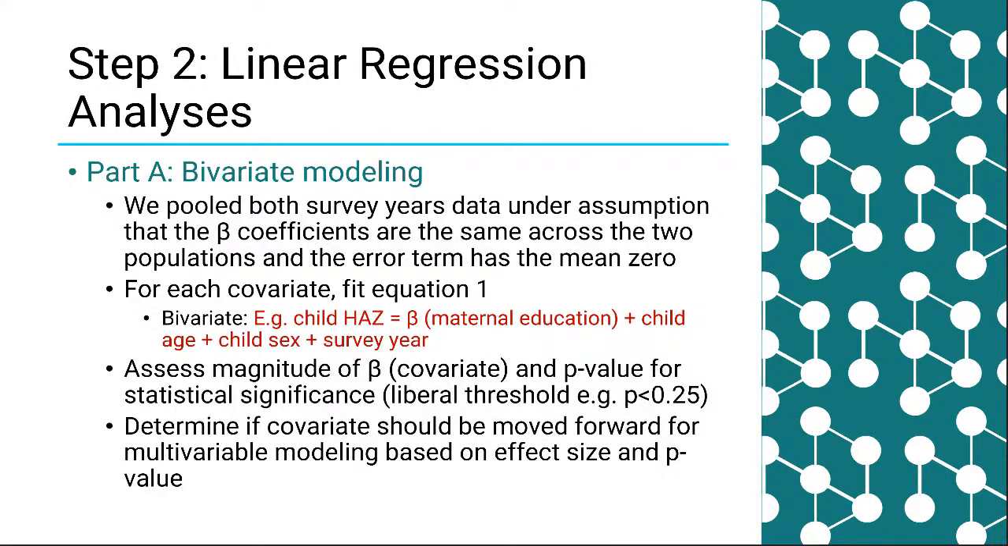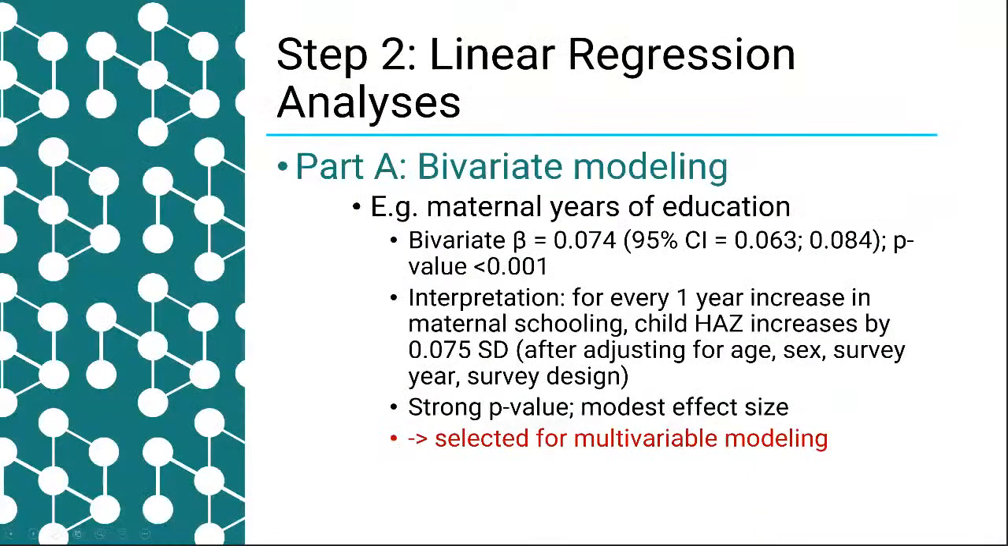So we did this for each one of the covariates at a bivariate level and implemented a threshold of p less than 0.25 to determine those that were statistically significant, and that could be moved forward for multivariable modeling. So I'll show you one example here. This is for maternal years of education.